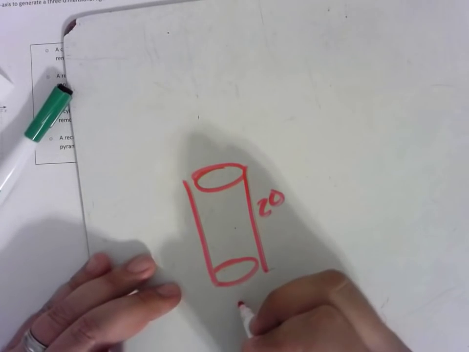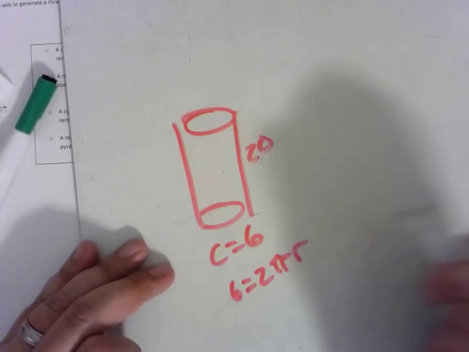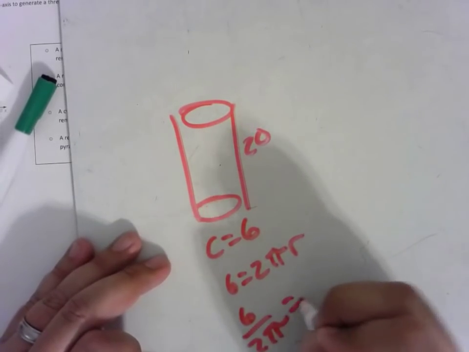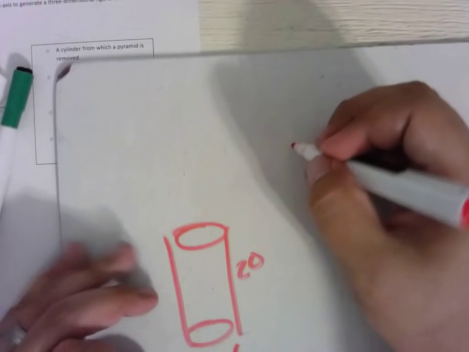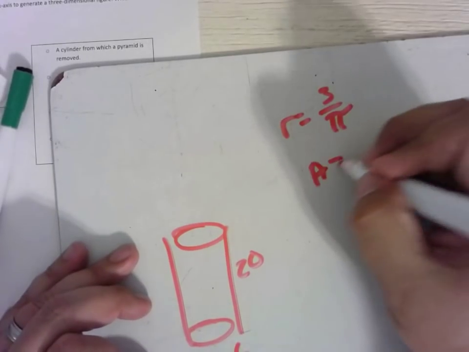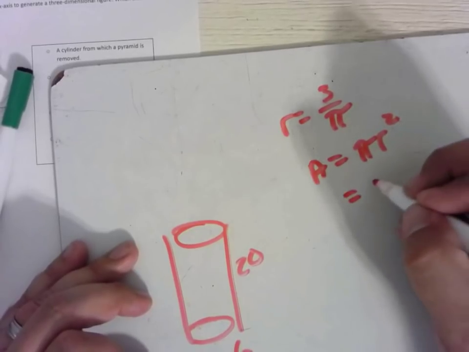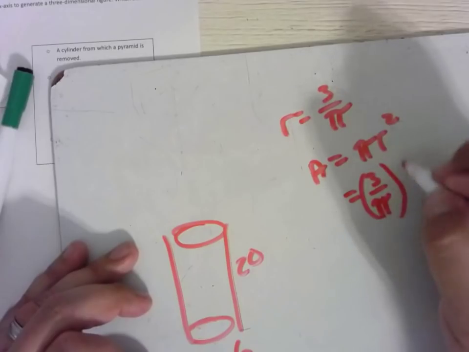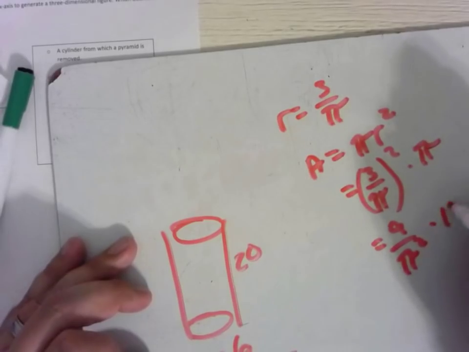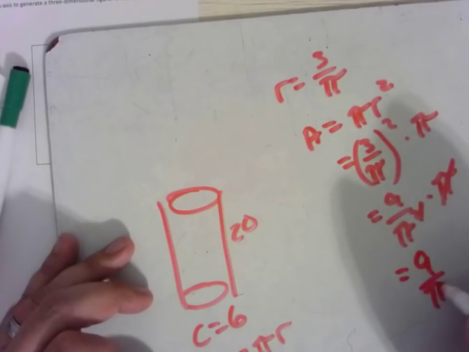This is still 20. The circumference is now 6. So 6 equals 2 pi r. So divide by 2 pi equals your radius. So my radius is going to equal 3 over pi. The area of the circle doesn't change. Pi r squared. The area is 3 over pi squared times pi, which is 9 over pi squared times pi. That simplifies, and you're left with 9 over pi.